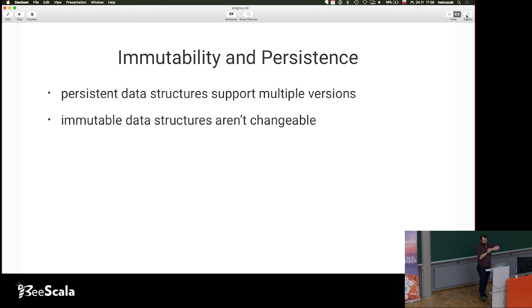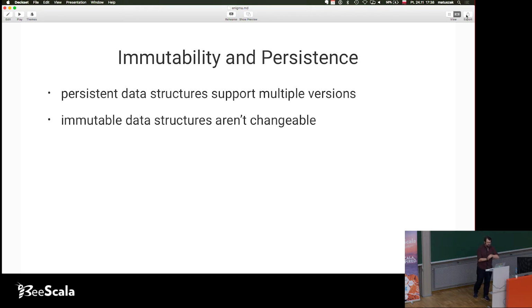There are two terms, one which is immutability and another which is persistence. A persistent data structure is a data structure which supports multiple versions. This means that once you update or change the structure in some way, then somewhere in memory you will have a previous version which you can access at any time, because you have a reference to this previous version and you can do something with it.